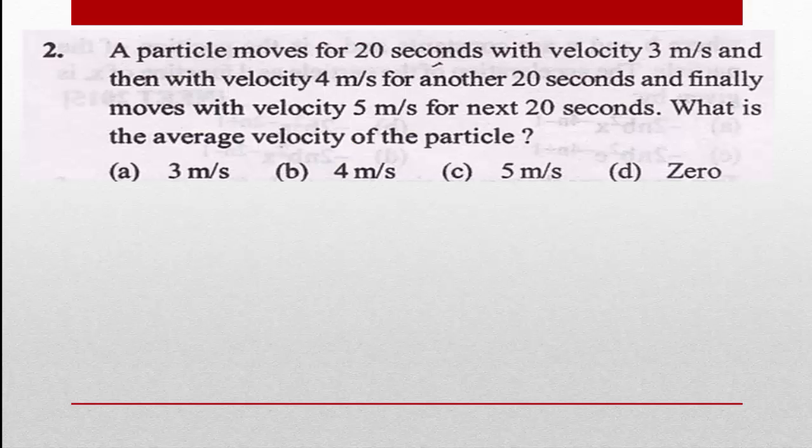The particle moves 20 seconds with the velocity of 3 meter per second, and then with the velocity of 4 meter per second for another 20 seconds. Finally it moves at 5 meter per second for the next 20 seconds. Here T1 is equal to T2 is equal to T3, but V1 does not equal V2 and V2 does not equal V3. The velocity changes, but the time is the same.